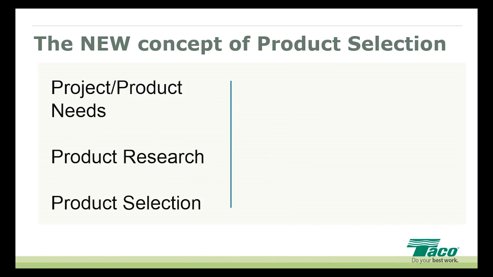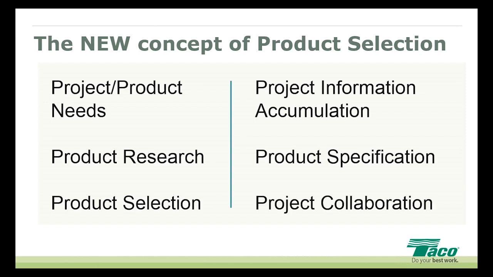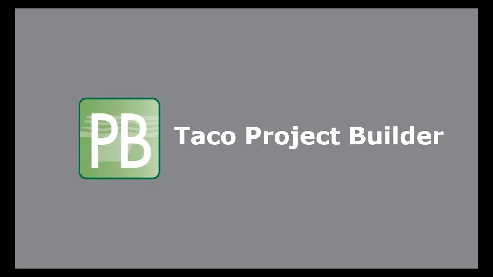The idea of product selection, as I've indicated, has been broadened. So you've got your project and product needs. You want the ability to do research and do your selections. You'd like to accumulate all that information from the O&M manual, parts lists, electrical data, a specification, a Word doc in CSI format, and you would like to be able to collaborate that information. Our response to all those needs and that research is our TACO Project Builder.